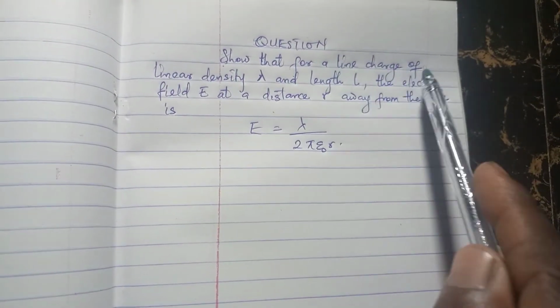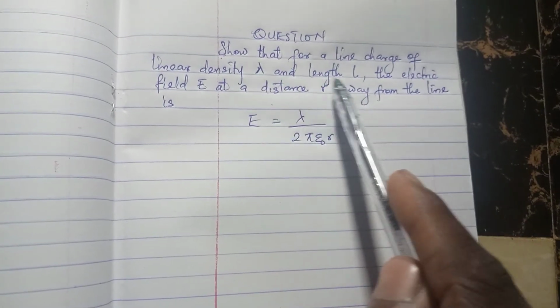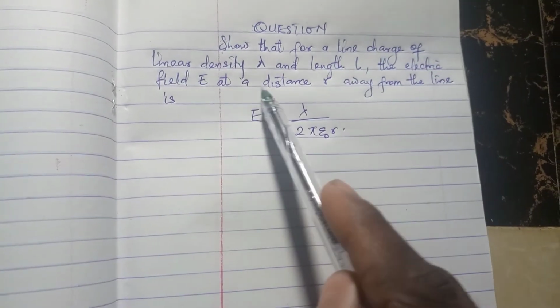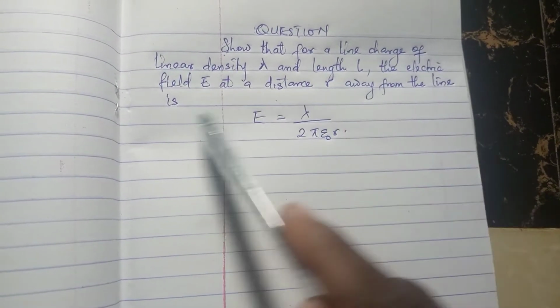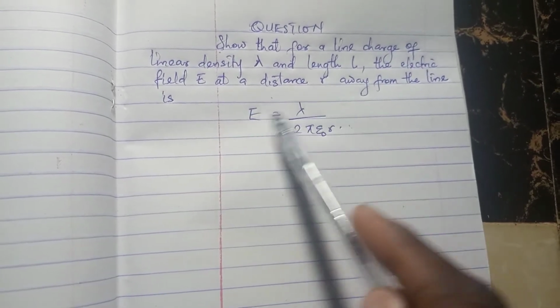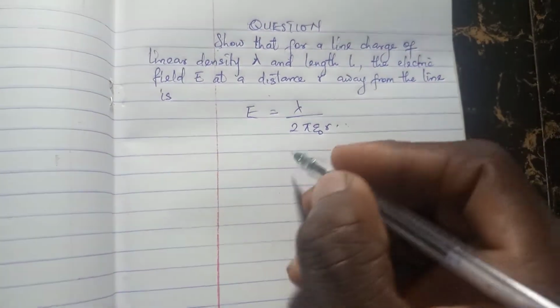It will be a time where we'll be resolving the electric field using Gauss Law. This is where we'll be starting from. The question is to show that for a line charge of linear density, this is the symbol for linear density, and length, this is the symbol for length, the electric field E at a distance r away from the line is this. So we want to show that the electric field formula is this using Gauss Law. So now the solution goes thus.